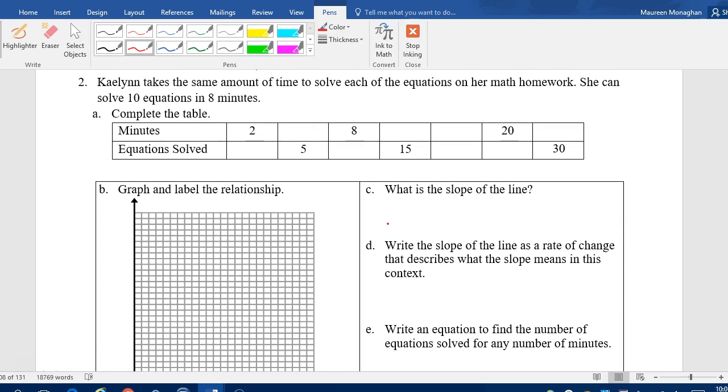Kaylin takes the same amount of time to solve each of the equations on her math homework. She can solve 10 equations in 8 minutes. So 10 equations in 8 minutes. So I just am going to write that, 10 equations. And this is my equations, and this is my minutes. Okay, look at how that refers here. So equations is 10 per 8 minutes. Oh, look, here's an 8, so I know this has to be 10. Okay, so now we have to find all these others.